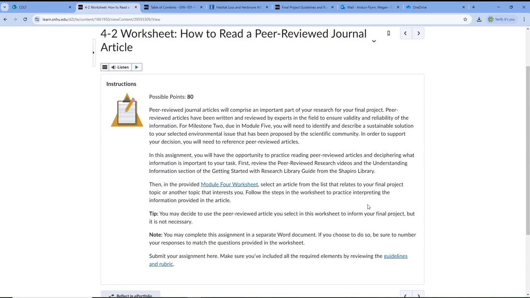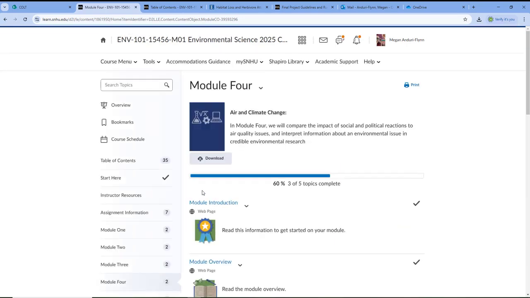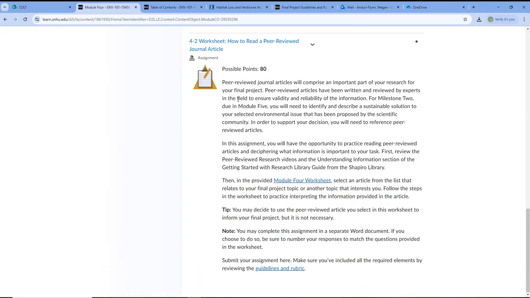All right, so that is basically the 2 assignments that we have this week. So again, we have our discussion board post that relates to air pollution, and then we have our peer-reviewed research source that will help us with our environmental issues final project.